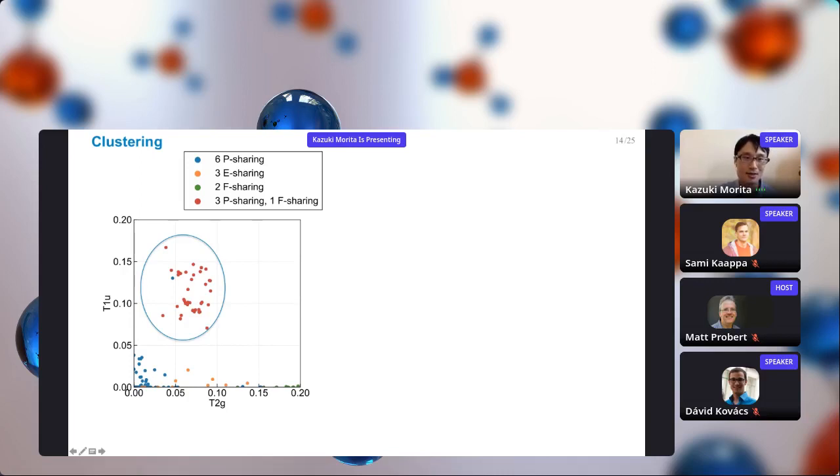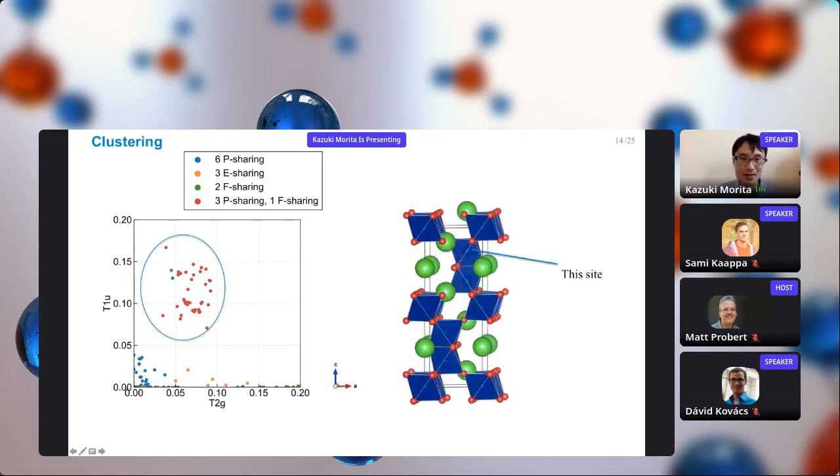So the red is the case where there's 3-point sharing and 1 phase sharing. Green's case of 2 phase sharing, 3 is edge sharing, and 6 is 3-point sharing. And if you look at the actual material and the site, it corresponded to this type of site within the hexagonal phase material.